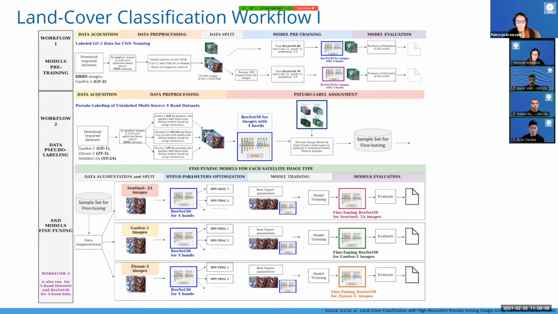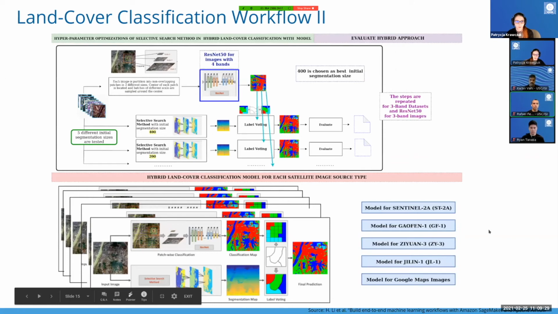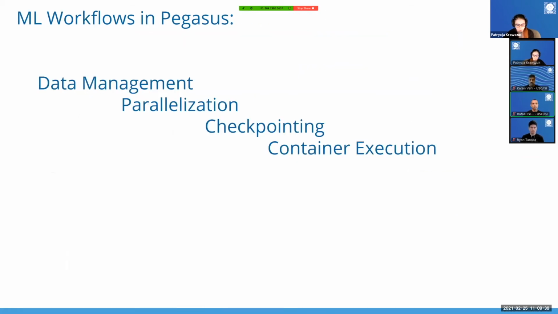So the training set comes from one type of sensor, and if we want to train models with the highest accuracy for other sources of images, we have to do it specifically per image source. So this is a more true picture of that workflow and how it looks. And there are definitely a number of features already available in Pegasus that can support executing such a workflow.